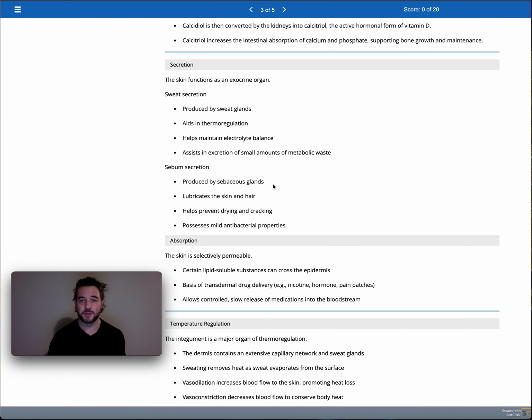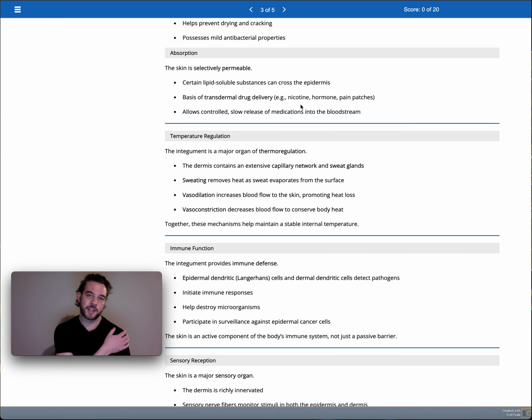Nicotine patches, when you see people putting nicotine patches on, pain patches, hormonal creams, that's a very popular one, is to use testosterone and estrogen supplements in a cream or lotion. Those have a chemical that helps them to be brought into the skin. It's a very popular, very common way, because it's a controlled, slow release of medications into the bloodstream.